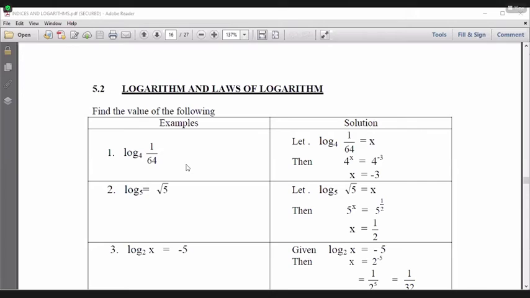Log to base 5 of root 5 is the same as log to base 5 of 5 raised to the power half. That's the same as log to base 5 of 5 raised to the power 1 over 2. By the power rule, rule number 3, that's the same as a half times log to base 5 of 5.